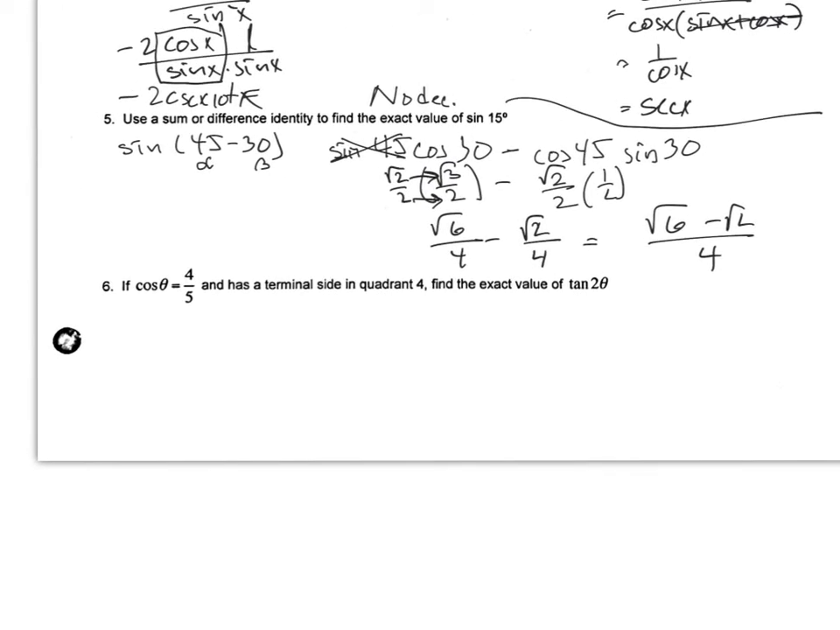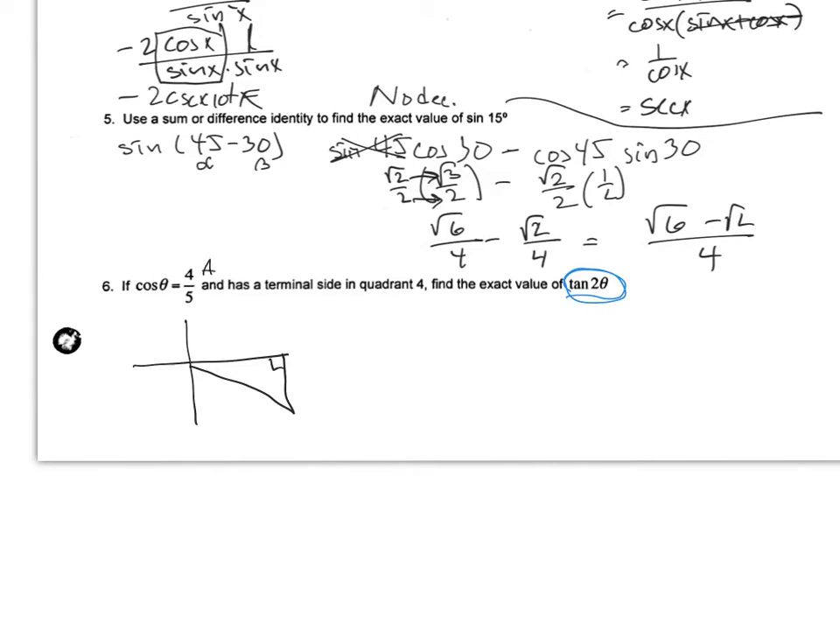Generally, when you have to use the double angle formulas, I'm just looking right at the question, not really thinking too much about it. Generally, when you see the double angle, it usually means you're going to have to draw the triangle. In fact, if you read the question, it tells you it terminates in quadrant 4. That's also another hint that you're going to have to draw the triangle. So there's our quadrant 4.